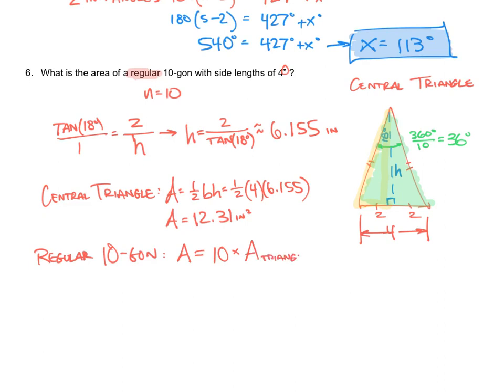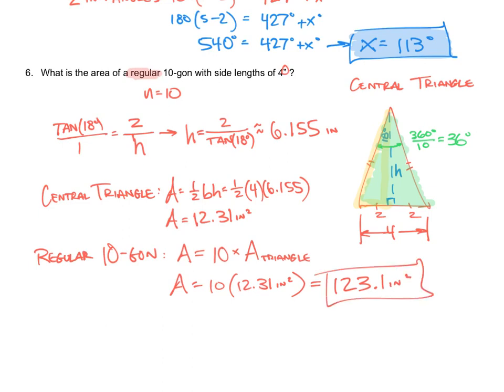So we're going to do 10 times the area of the triangle we just found. That's going to be 10 times 12.31 square inches. We don't even need a calculator for that. We just have to move the decimal point one place. That's 123.1 square inches. And that'll be the area of that regular Pentagon with a side length of 4.